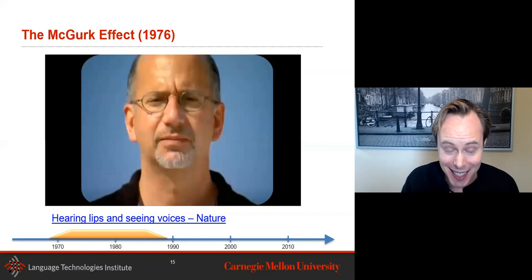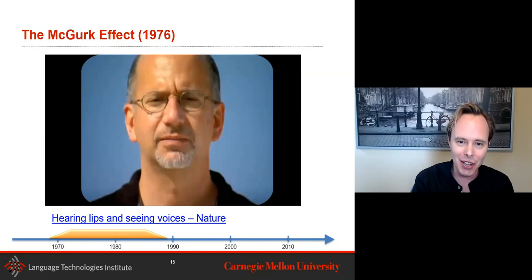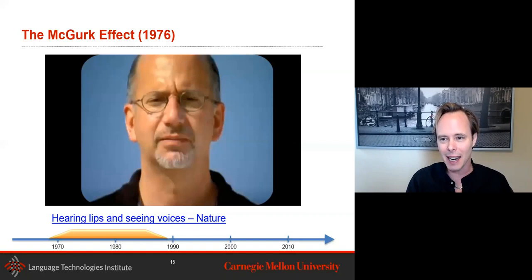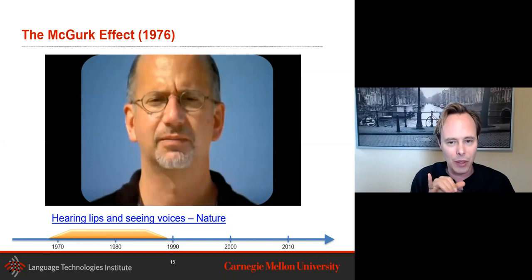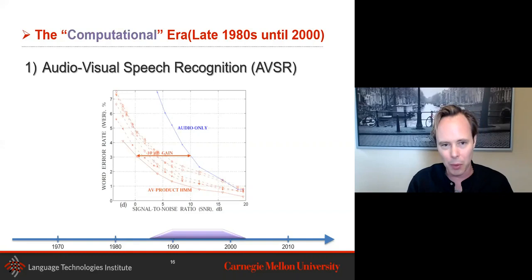Something like, oh my God, we were doing all this work on speech recognition. There was interesting work in the 80s on this, but maybe the old reason that this was not working well was that we needed to have both audio and video together. And that's why in the next phase, the computational era, I think one of the main things that drove it is audiovisual speech recognition.